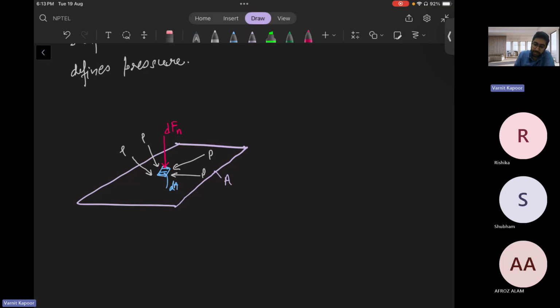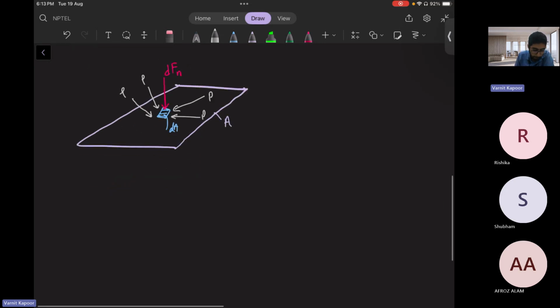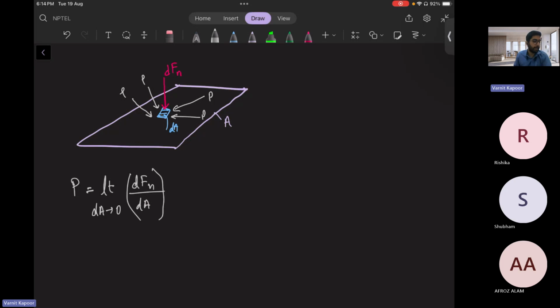So what we can say is pressure is normal force per unit area in the fluid. So pressure P is nothing but the limit of dA approaching 0, because it's a very small element, of the normal force per unit area, that is dFn by dA. And the unit is pascals, Newton per meter square.